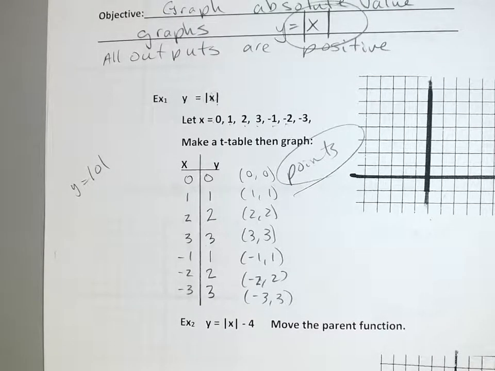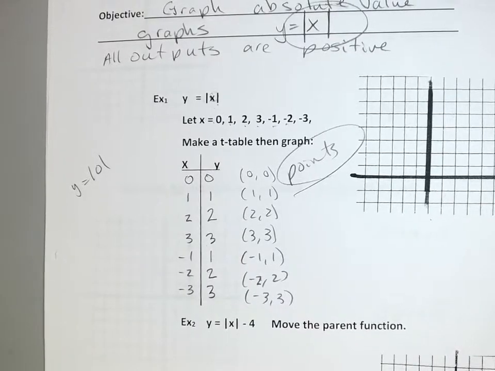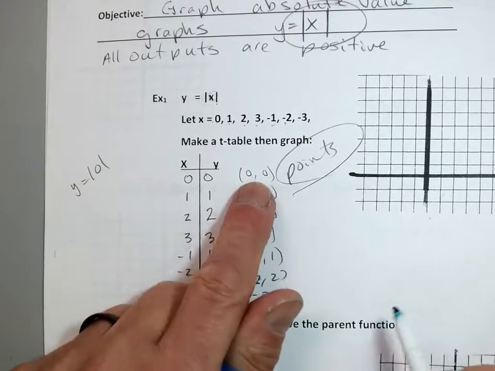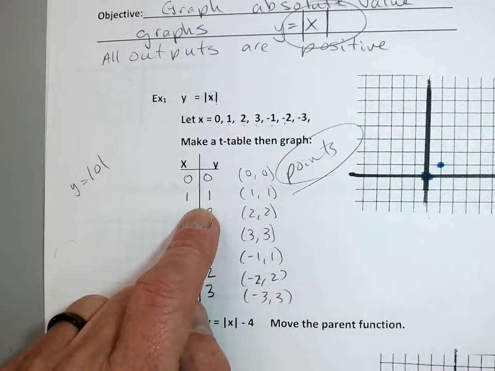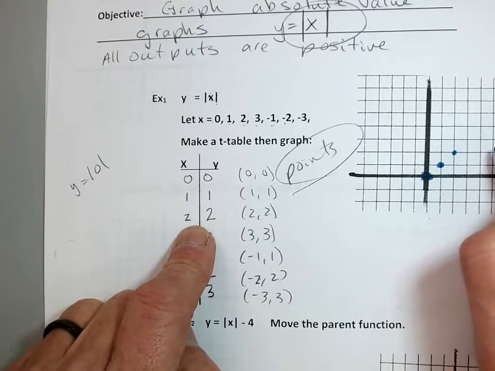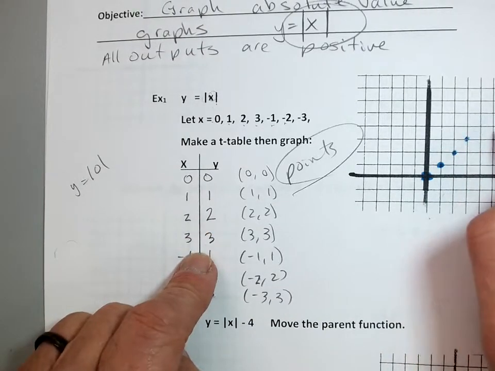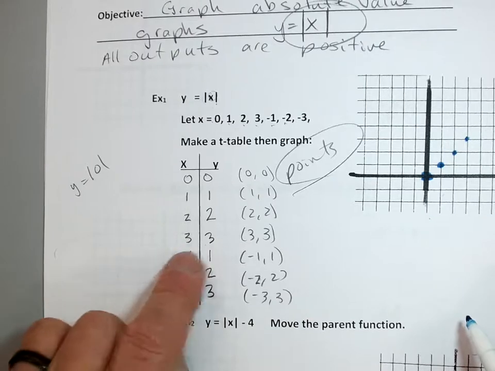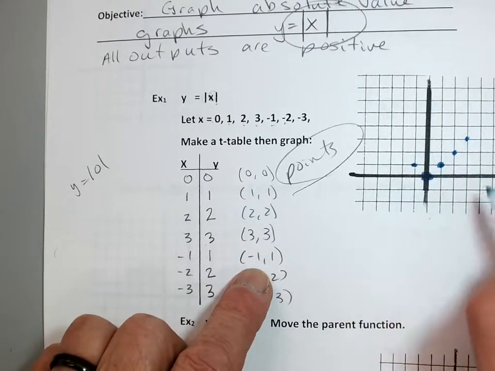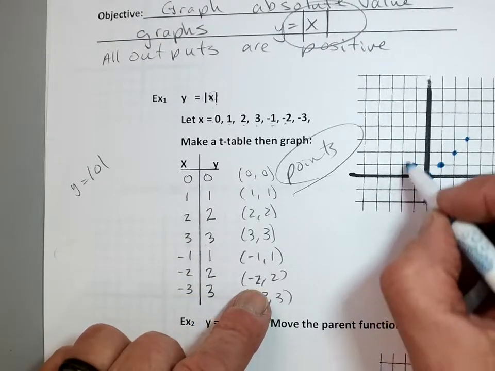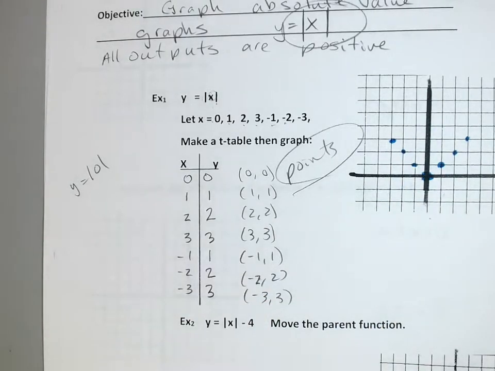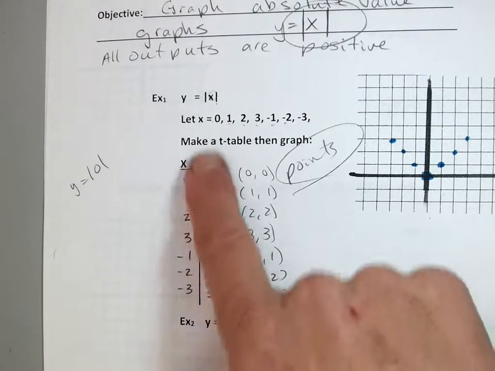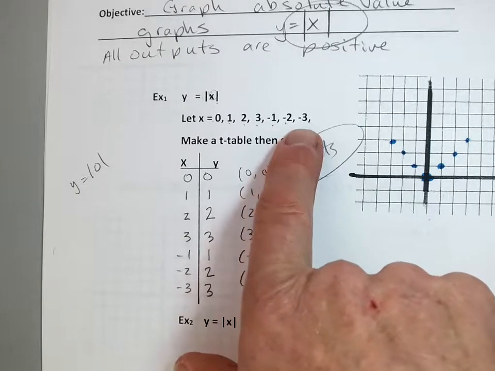So, let's see. I'm looking for a pen that I want. This will work. So, if I plug in 0, 0, right? 1, 1, 2, 2, 3, 3. I'm going to have a coordinate at -1, positive 1. I have a coordinate at -2, positive 2, -3, positive 3, okay? Now, there's a whole lot of points that I didn't use, but they're still part of the graph.